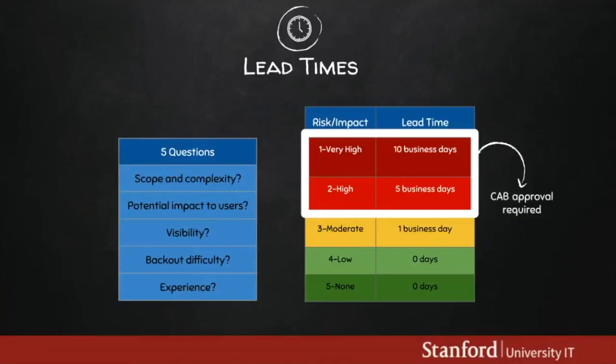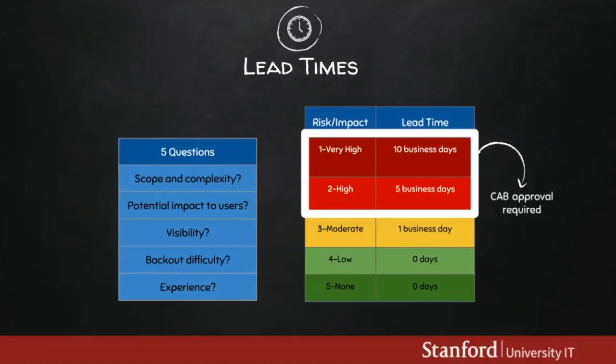on the form. And these are questions that really relate to what is the scope and the complexity of this change? What's the potential impact to users? How visible is it? Is it difficult to back out? What's your experience with this type of change? And based on how you answer those questions, the risk impact rating will generate.